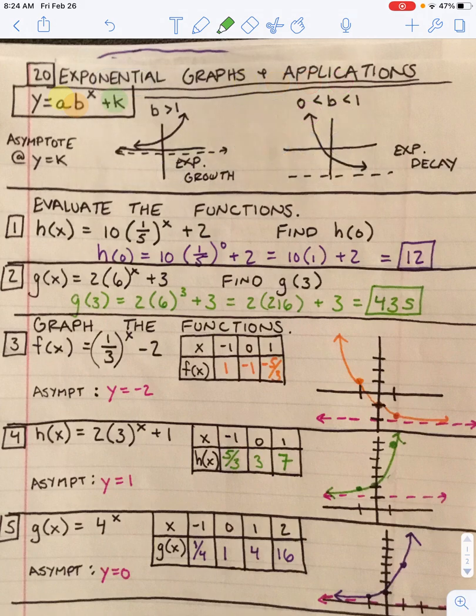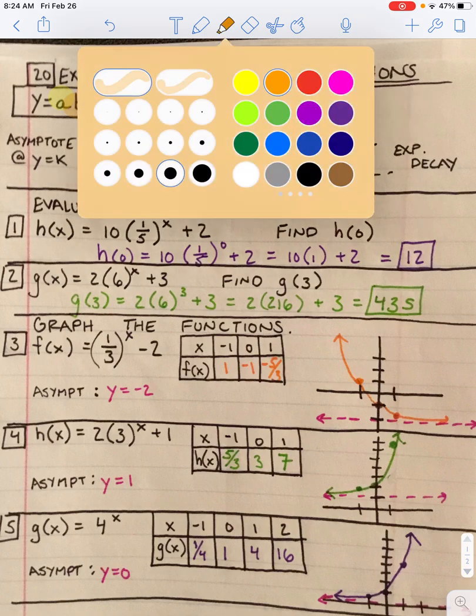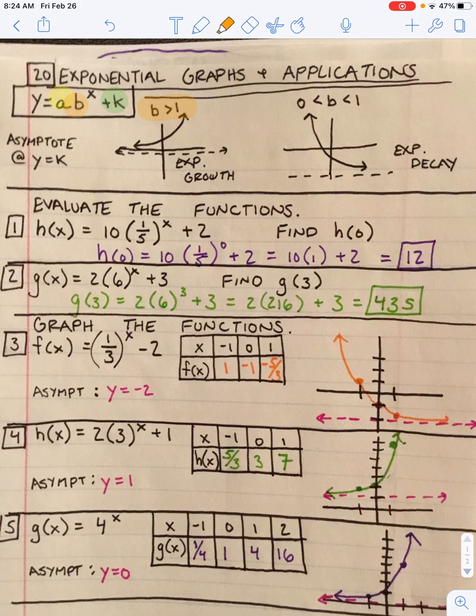So the two main things we need to focus on are our b value and our k value. First of all, if our b value is greater than 1, we have an exponential growth problem, and your curve will go up. If our b value is between 0 and 1, we have an exponential decay problem, and your graph will curve down and to the right.